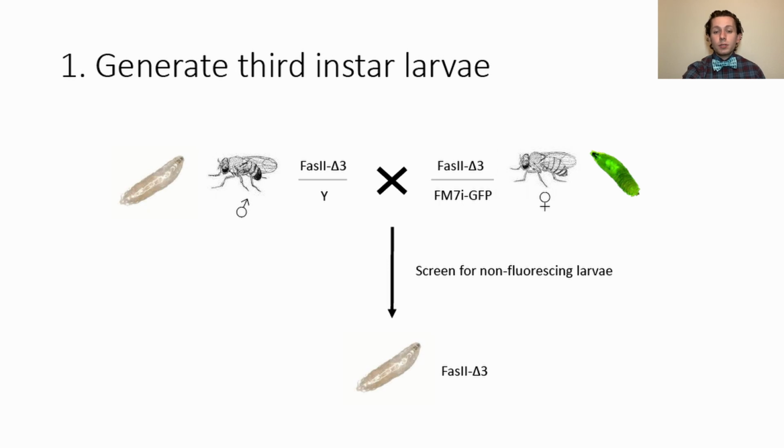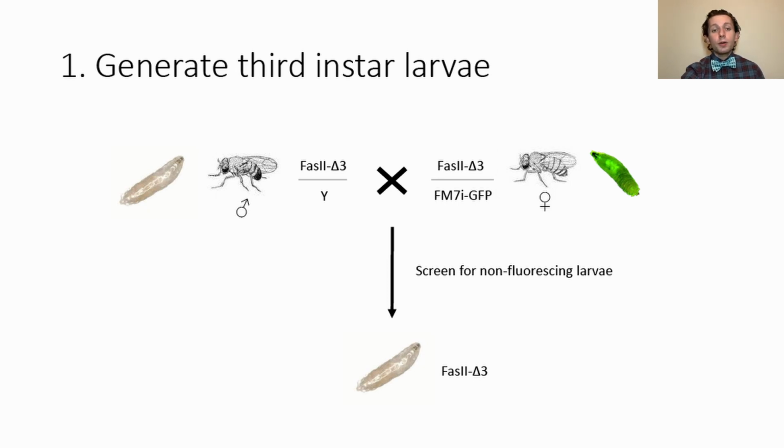To generate the third instar larva I needed for these experiments, I performed the following cross. With a male hemizygous for Fas2 delta 3 (Fas2 resides on the X chromosome of Drosophila), I crossed it with an adult female that was hemizygous for Fas2 delta 3 and a balancer chromosome, FM7I GFP.